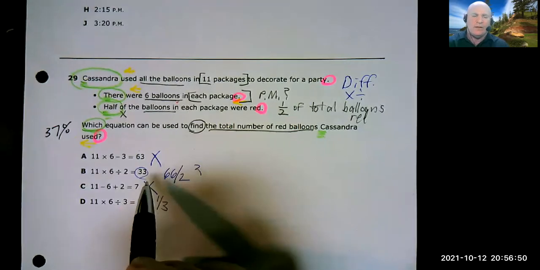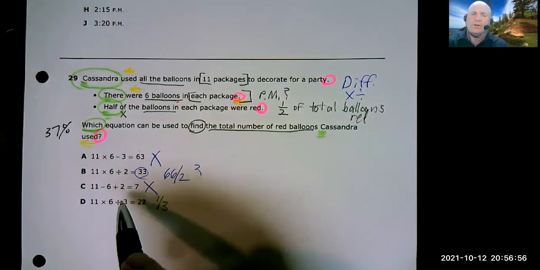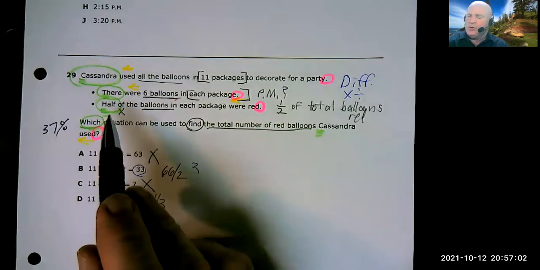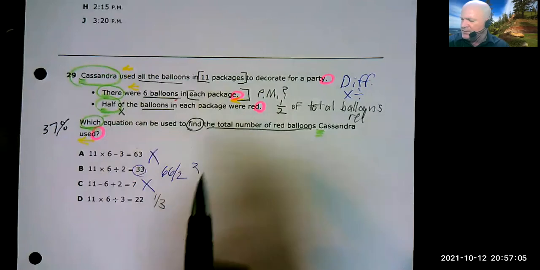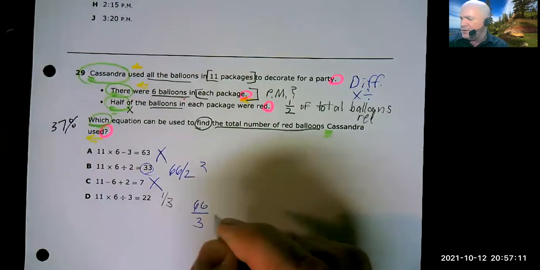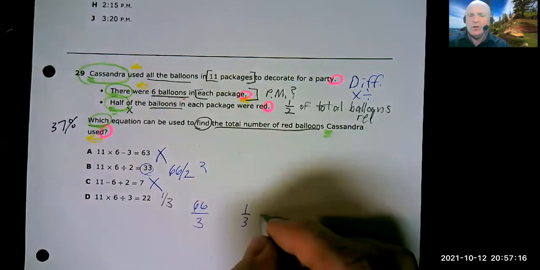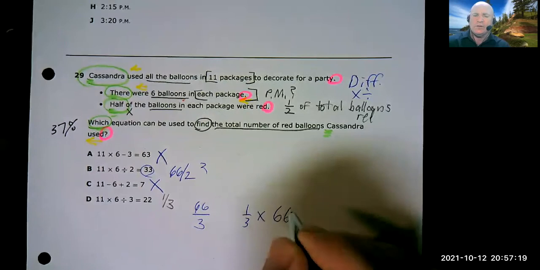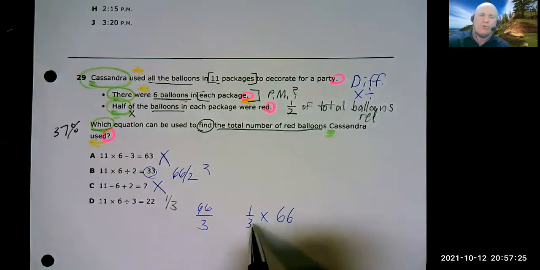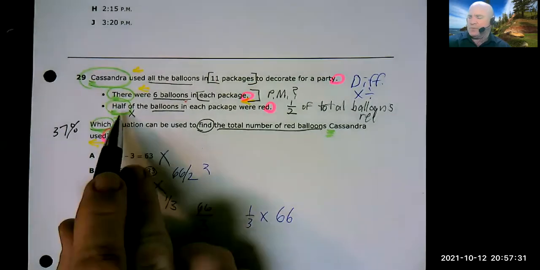So 11 times 6, there it is, divided by 3. So if they were to say 1/3 of the balloons in each package were red, then you could take the 66 and divide it by 3, because that's what 1/3 means. 1/3 of the balloons, 1/3 of the total. So 66 times 1 is 66, divided by 3, which would be that one. That would be true if one word would change, half.